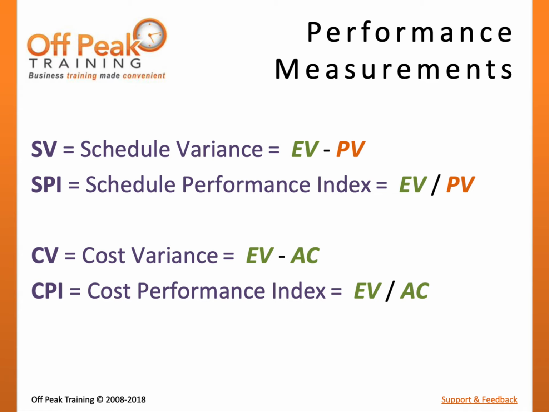To better understand cost performance, we will compare what we earned against what we spent, or actual cost. Simply put, cost variance measures the difference of the value of the work completed and actual cost of that work. CPI measures the ratio of work completed and actual costs.